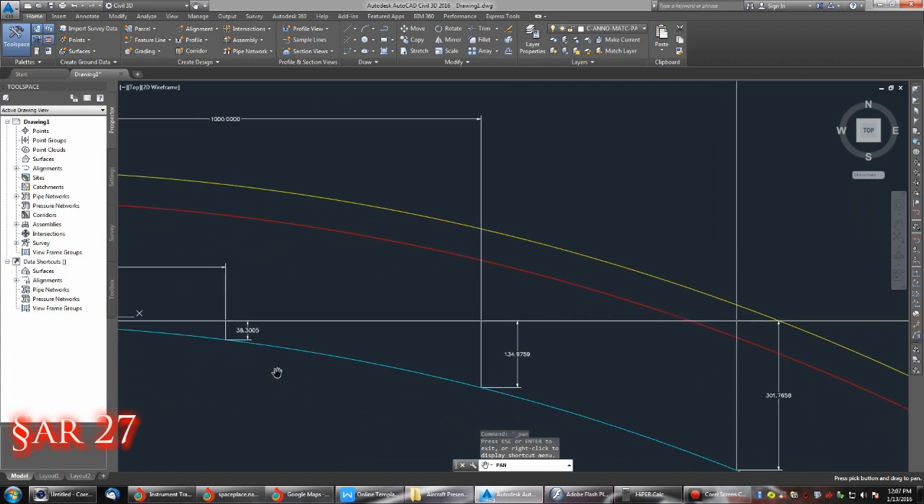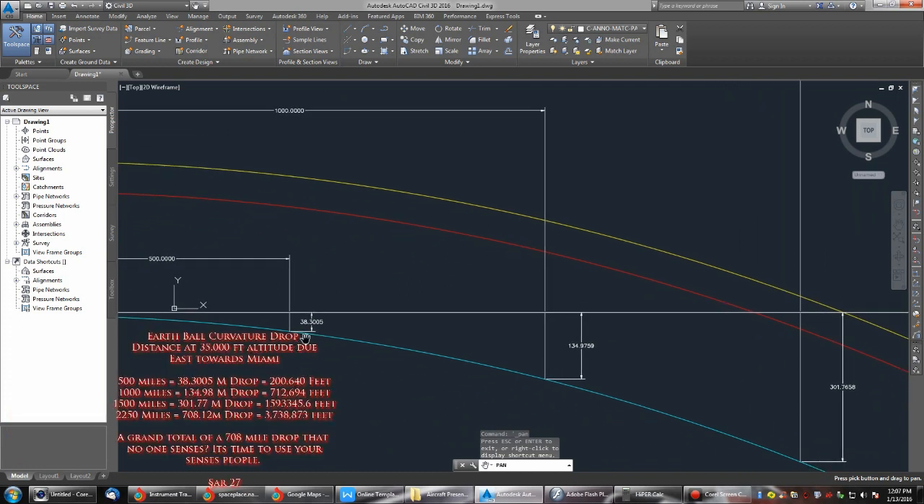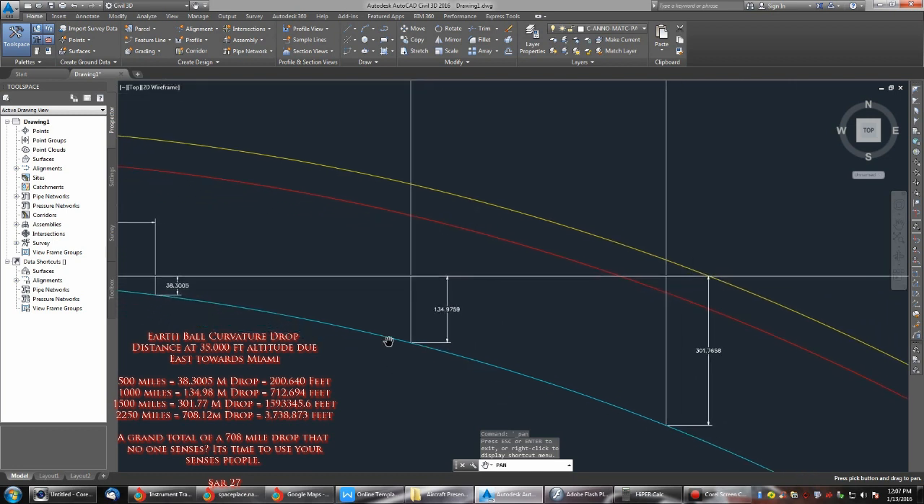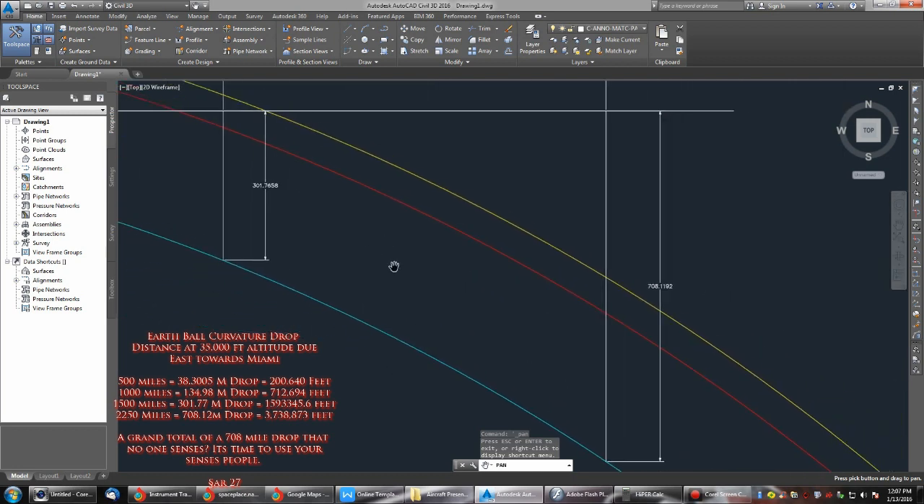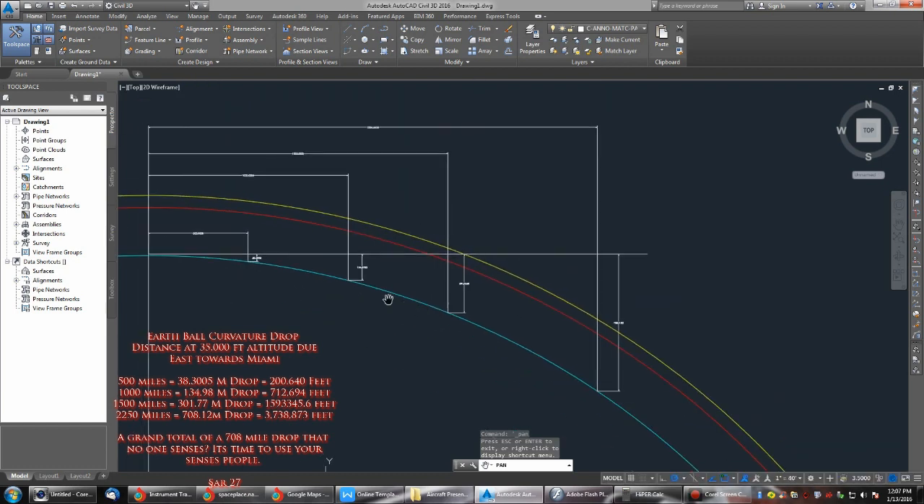And the drop at the first hour is 38 miles. The second hour is 134 miles. The third is 301 miles. And the fourth, of course, is 708, like I showed you earlier.